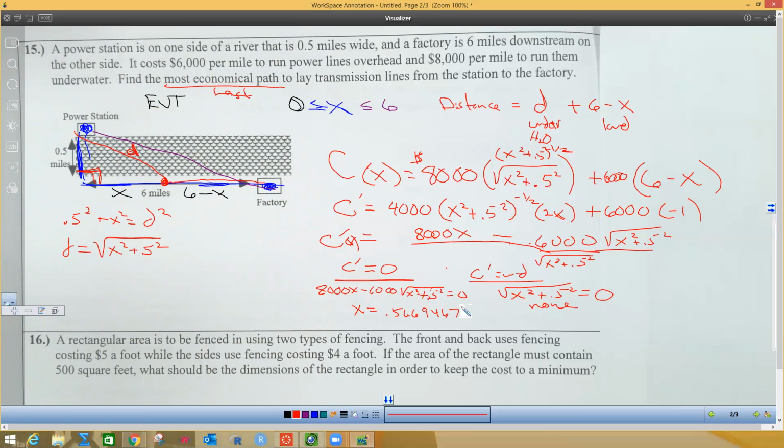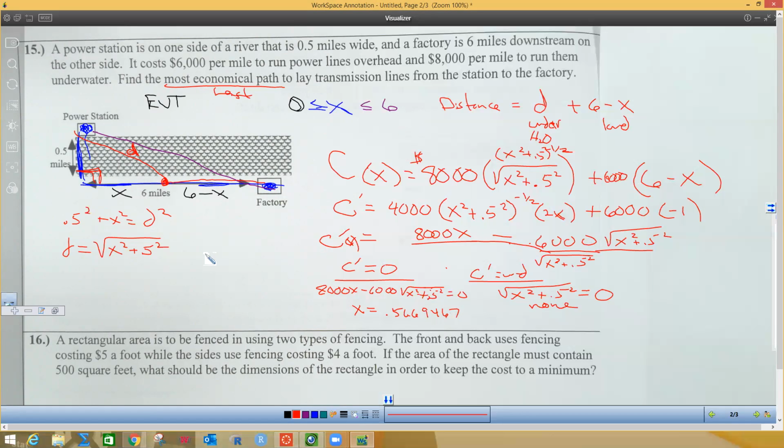Yep, that's it. All right. So there's my critical number right there. So what I need to do now is, again, my cost function is this function right here. So I want to find out which value is going to give me the least cost. Well, this function right here, there's no place that it is going to be undefined. So it's a continuous function. So the Extreme Value Theorem tells me I'm guaranteed a maximum and a minimum from 0 to 6.